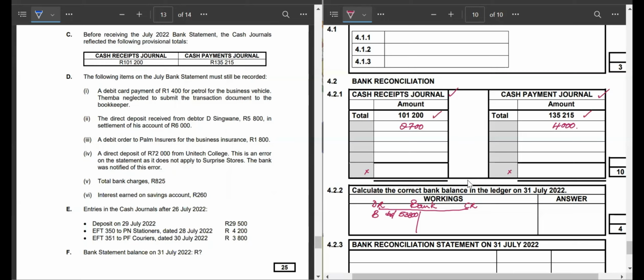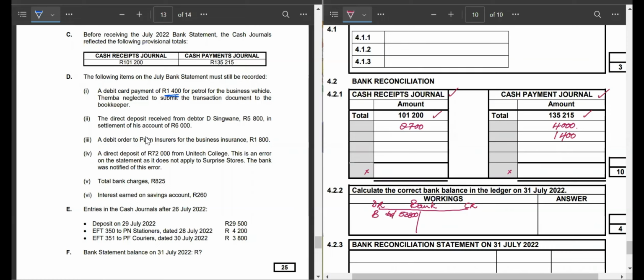Then information number 1 on information D, a debit card payment of 1,400 for petrol for the business vehicle. Temba neglected to submit the transaction document to the bookkeeper. So we have 1,400 that must be in the CPJ that was not recorded. So we come here, then we record our 1,400.